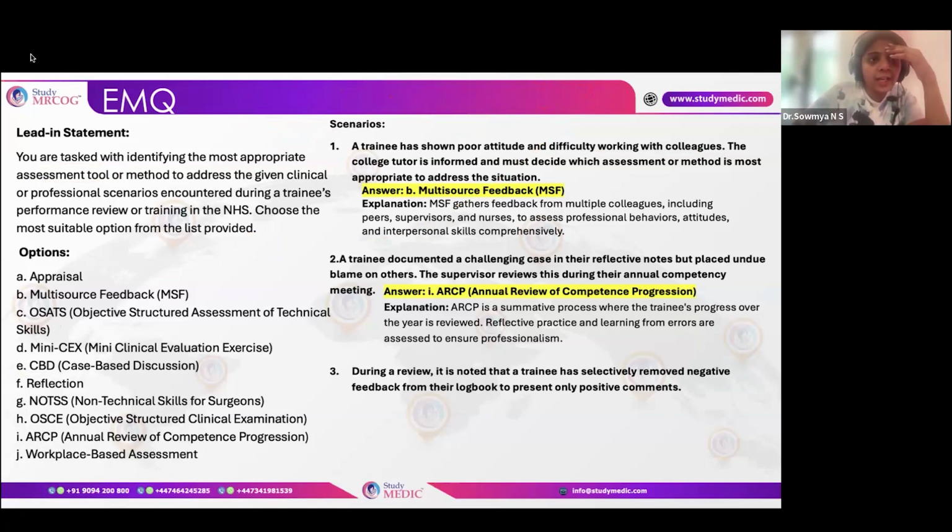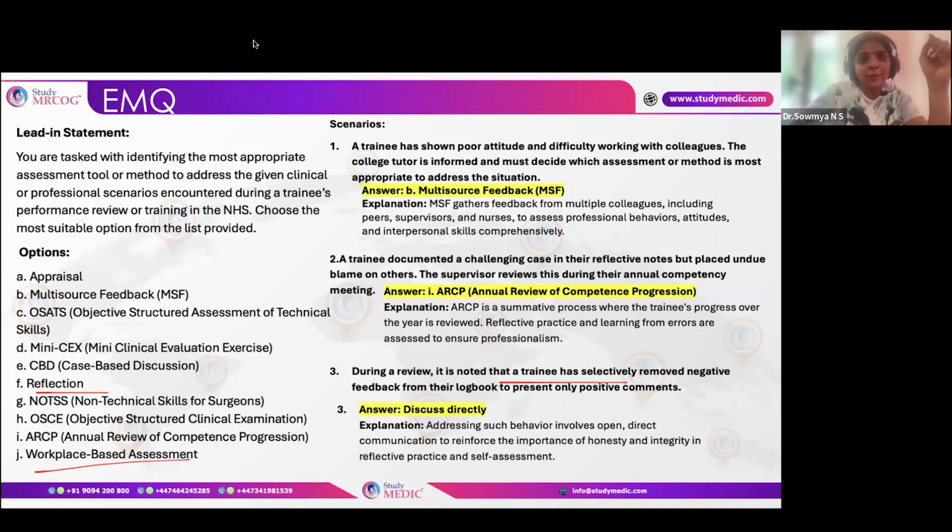Okay, F, G, and J. Again, your reflection is your own reflection. Here, the trainee has selectively removed the negative feedback from the logbook to present the comment. So, of course, how will it become your reflection, guys? J and F. J is workplace-based assessment. Workplace-based assessment is a huge thing which you need to look into. It has everything. They need to reflect on what they have done. Actually, I'm searching for that option. So why is it not there?